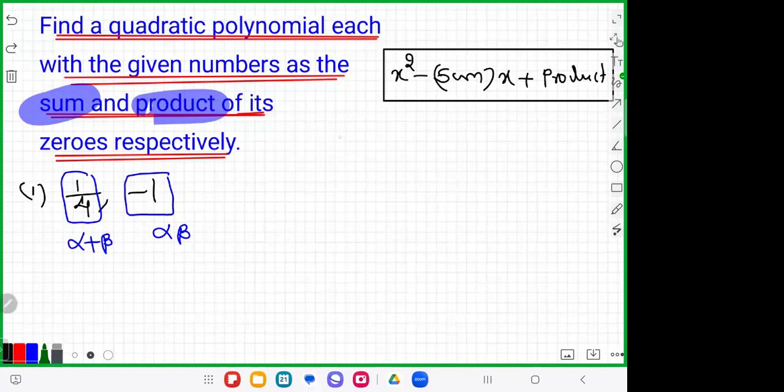So alpha plus beta is given, alpha into beta is given. So what is the formula? Ishan, the formula is x square minus alpha plus beta.